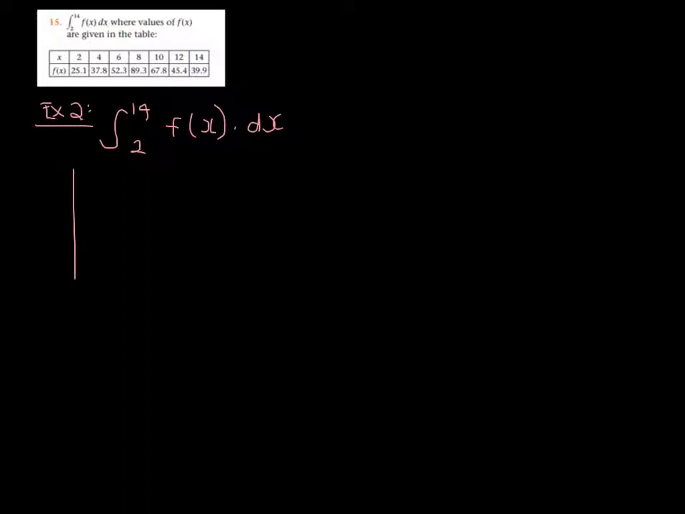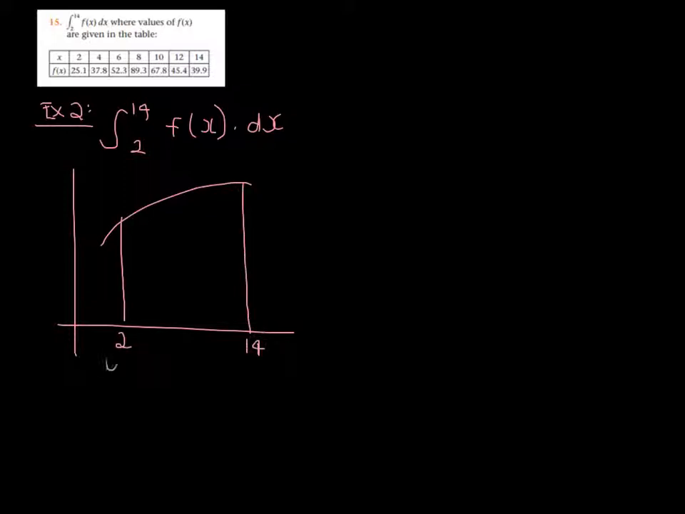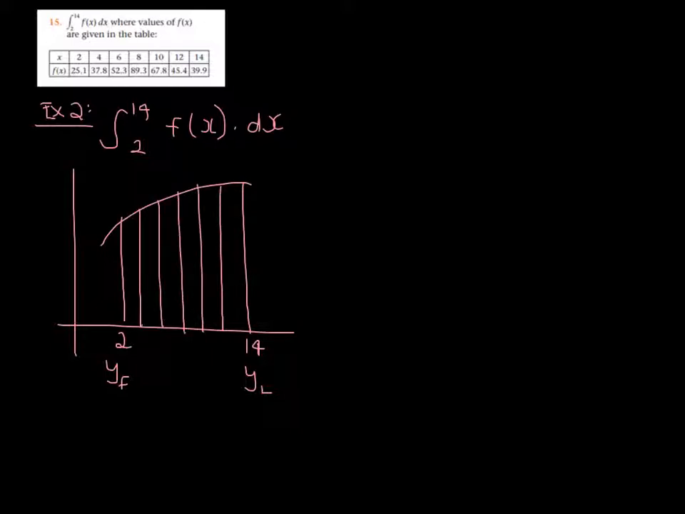So a quick sketch of it, doesn't matter what it looks like. We know it starts at the point 2 on the x-axis, ends at the point 14. So that's our first, that's our last. And then we've got 1, 2, 3, 4, 5 in the middle. I'm going to label them if I can: 1, 2, 3, 4, and 5.